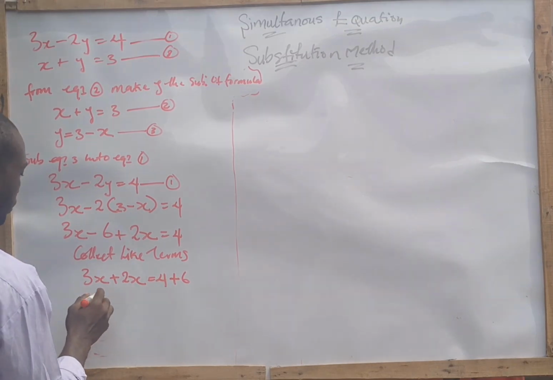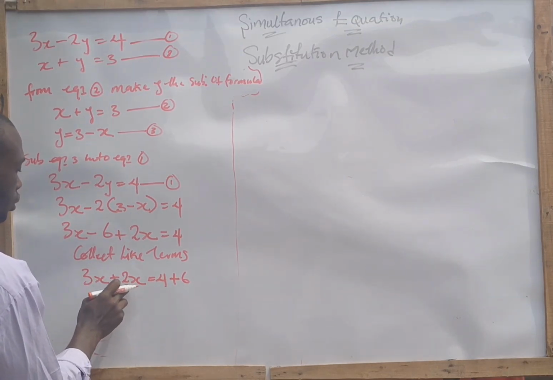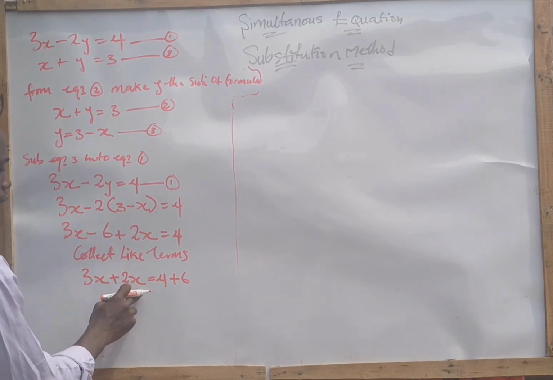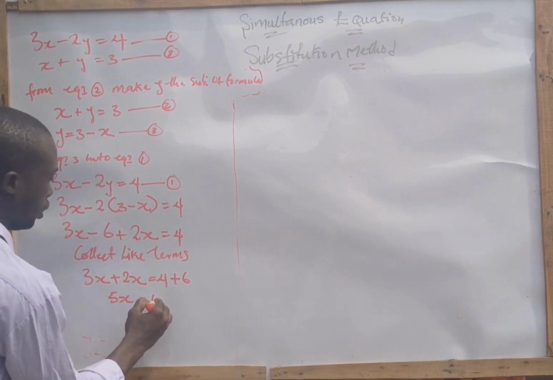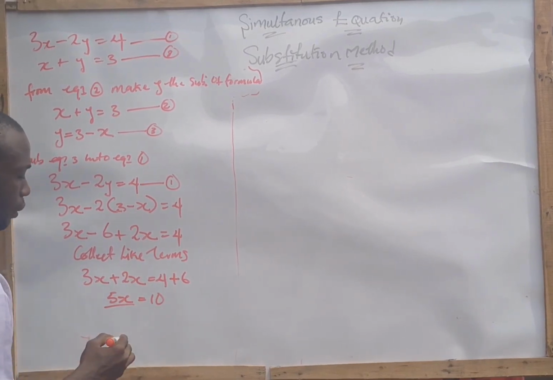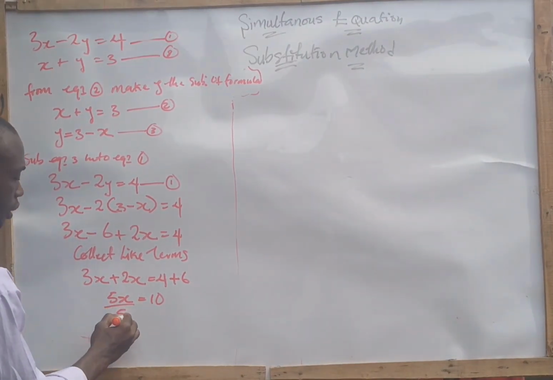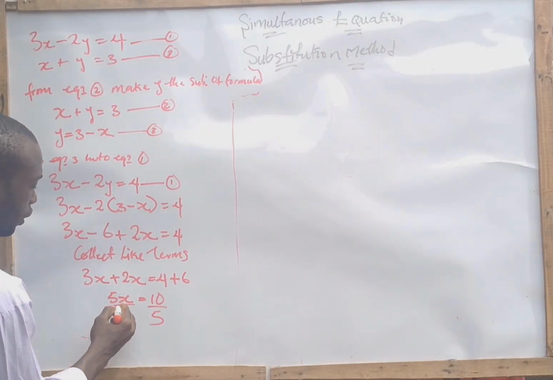So here we have what? 2x plus 3x plus 2x will give us what? Will give us 5x equal to 10. Divide both sides by 5. Divide both sides by what? By 5. 5 here, 5.